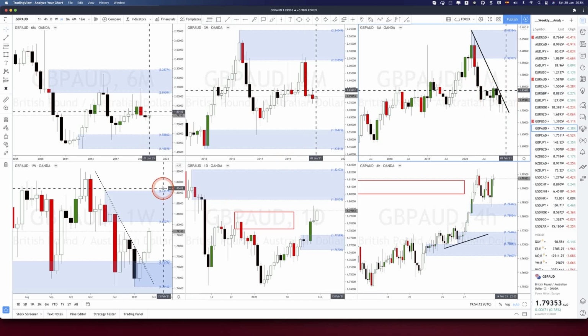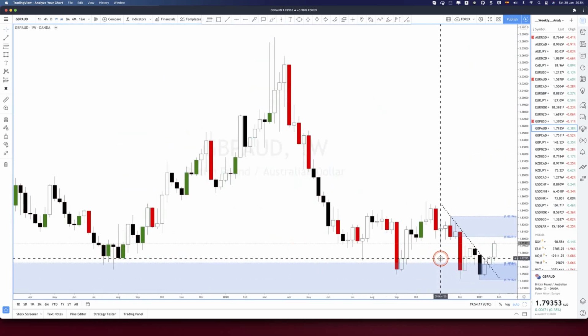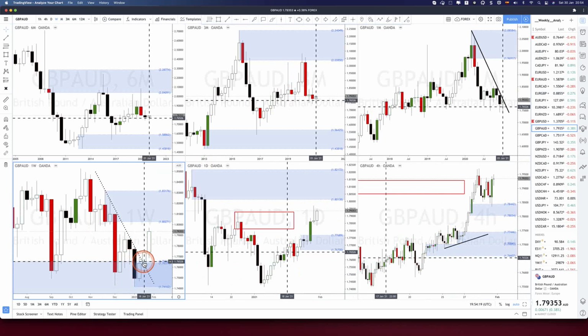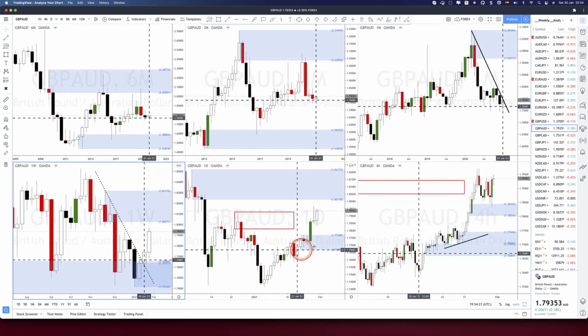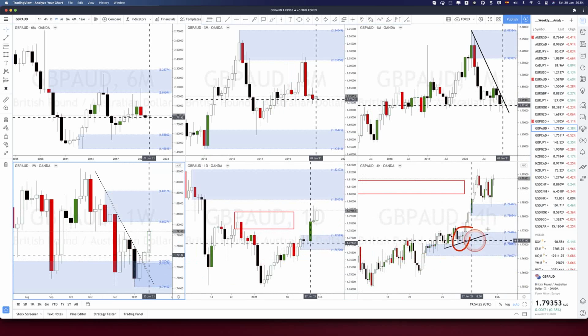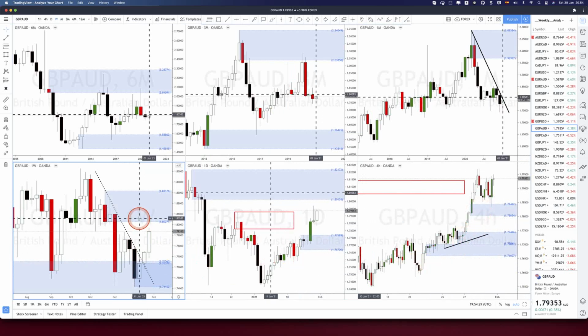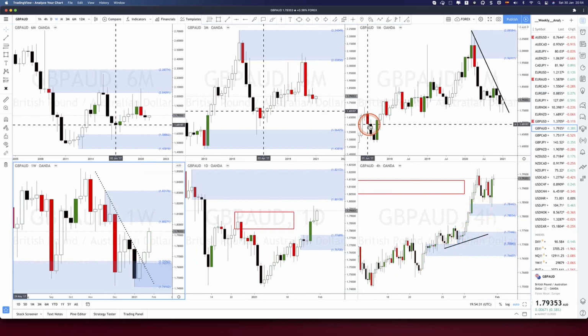Weekly area of alignment with the weekly area of demand being in control. New area of demand created after trend line broke. New area of demand on the daily. Areas of demand on the 4 hour. Taking control. Long bias on the way up. But it is a tricky scenario.